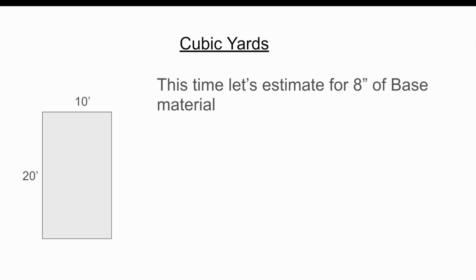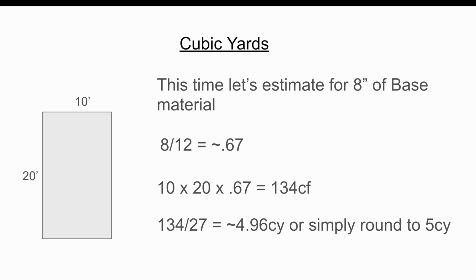Let's try another example. Maybe our patio substrate requires a bit more base material, so we're going to install 8 inches depth of base. We'll divide our 8 inches by 12, which gives us approximately 0.67. Now, that'll be our depth, 0.67 feet. Now, we'll use our formula, the length, 10, times the width, 20, times our depth, 0.67, and that gives us 134 cubic feet. Now, let's divide that by 27 to get our cubic yards, and now we know we'll need approximately 4.96 cubic yards of base. Well, that's quite close to 5, so we'll say 5 cubic yards of base.